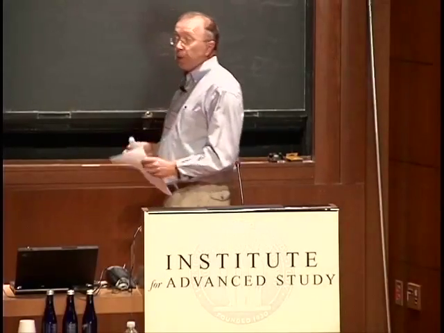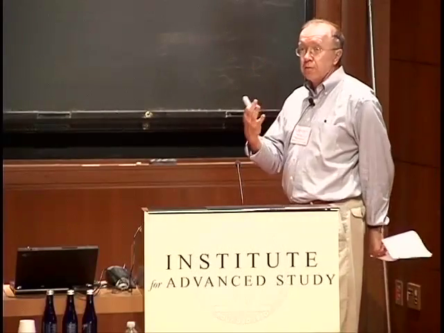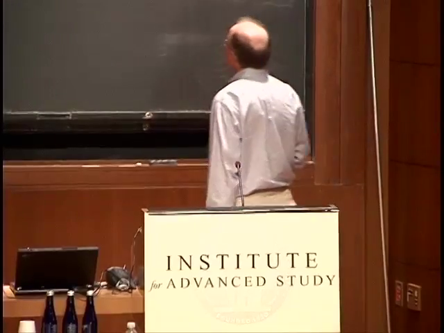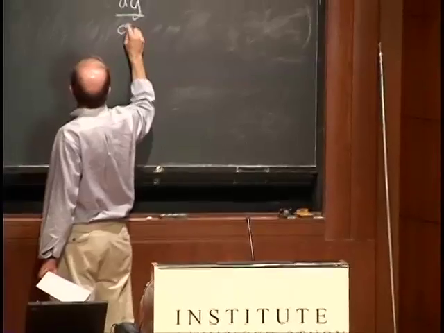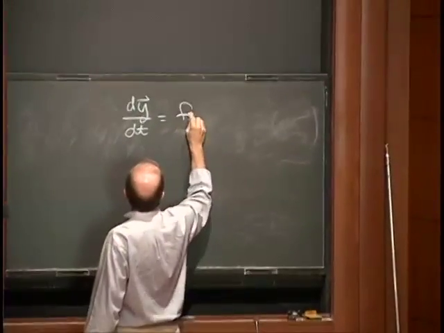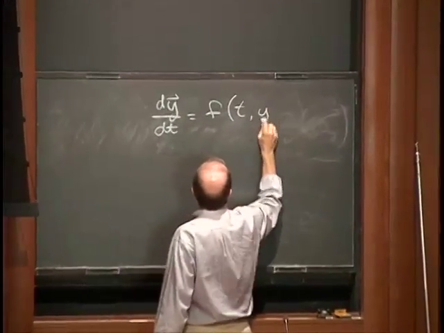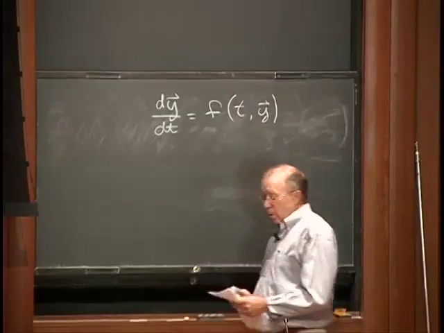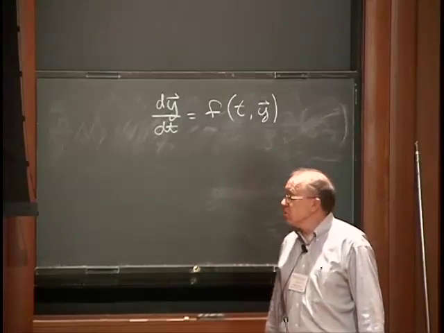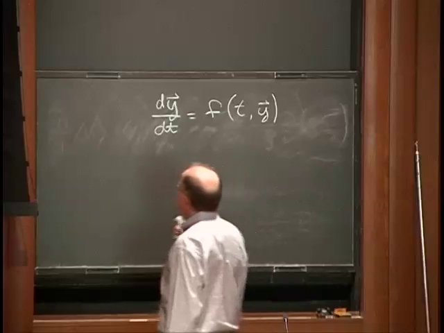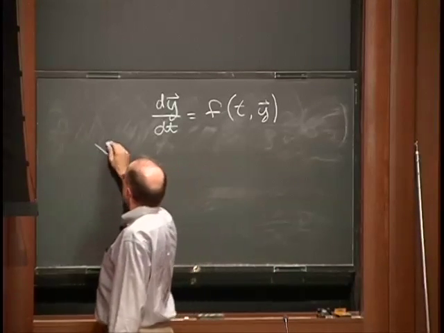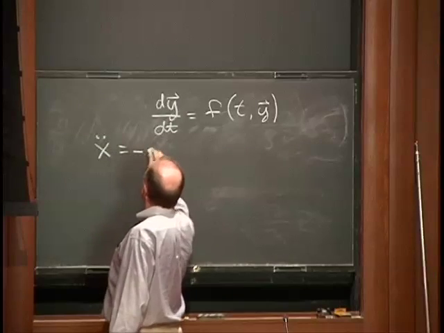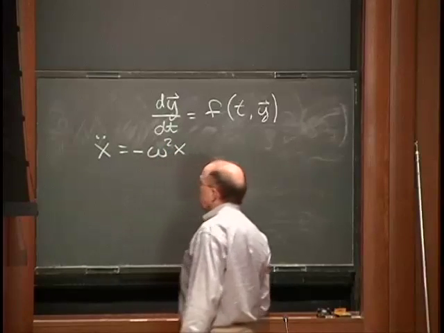Okay, so any orbit integration problem is basically a problem of solving a set of ordinary differential equations as a function of time. So you can always write that as some vector y dot is some function of the time and the vector. There are many simple examples of this. For example, the simplest one is a one-dimensional harmonic oscillator: x double dot is minus omega squared x.